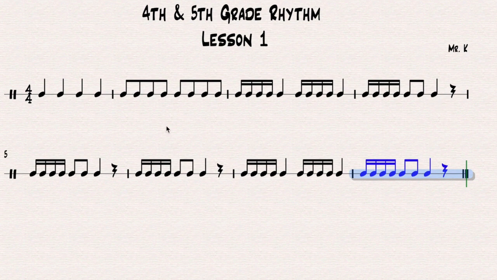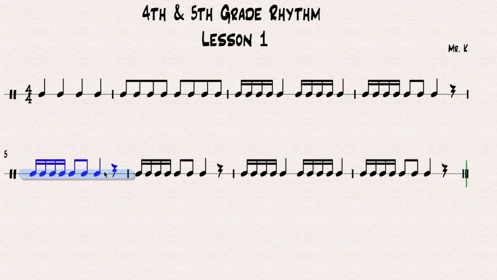Nice. One more try. 1, 2, ready, count. 1, 2, 3, 4. 1 and 2 and 3 and 4 and 1 E and a 2, 3 E and a 4. 1 E and a 2 and 3. Excellent practice.